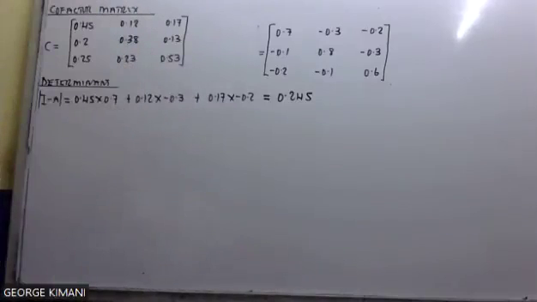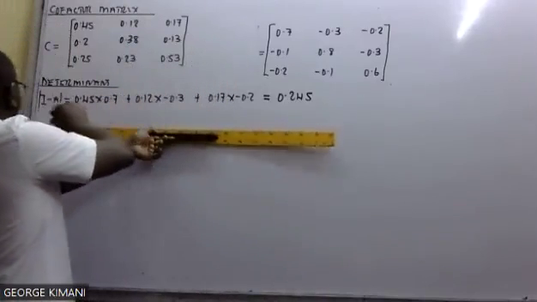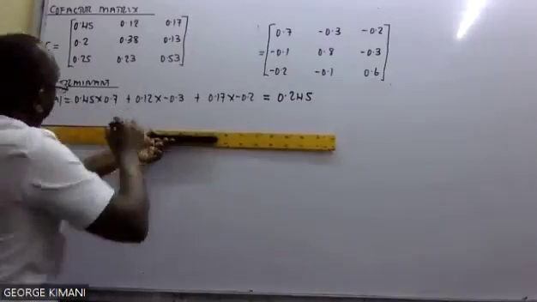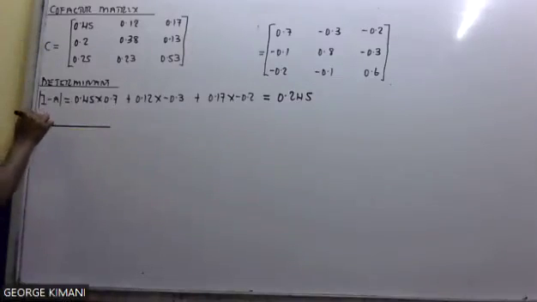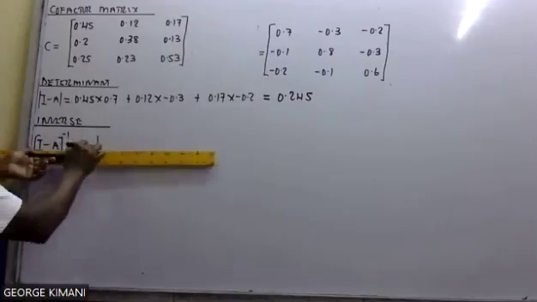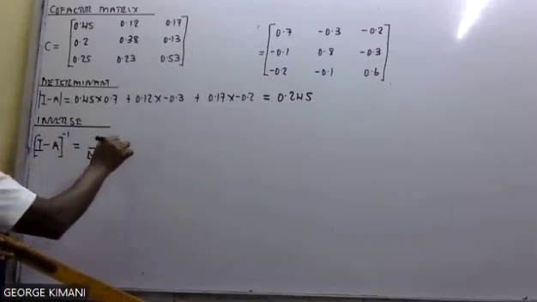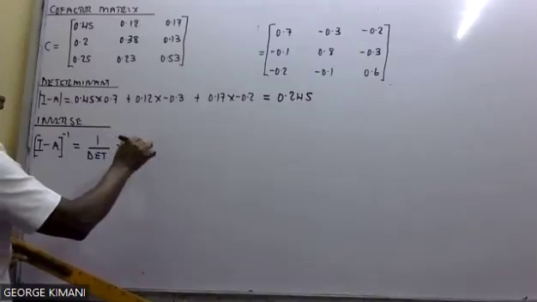Now you read with the inverse. I minus A inverse is 1 over the determinant times the adjoint matrix.